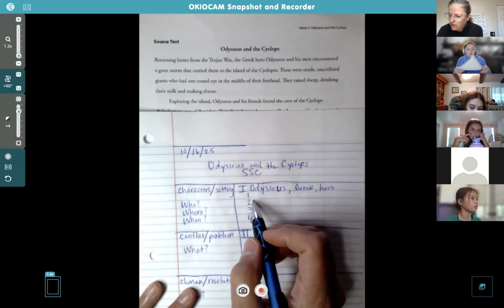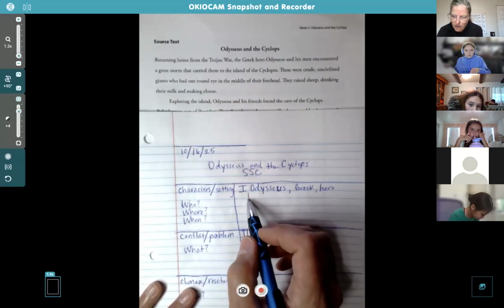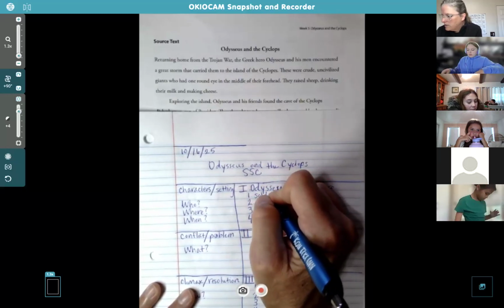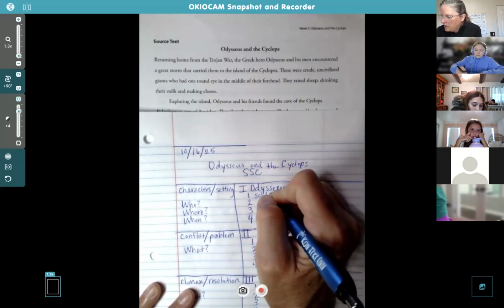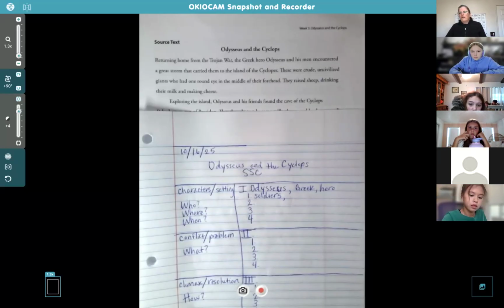So you can use the word men, comrades, or soldiers, whatever you want to put here for the next one under one. I'm going to put soldiers. And you can copy mine, or you can make this your own by putting your own version of this or your own interpretation.